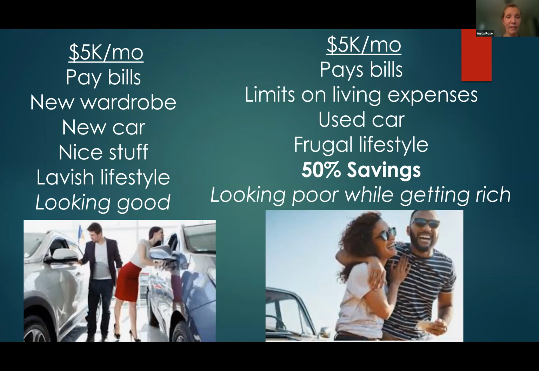It's so simple. We have two scenarios. We have two different couples. They each bring home $5,000 a month, so $2,500 each, let's just say, and they pay their bills. This couple here, they pay their bills. They buy a new wardrobe every season. She likes Louis Vuitton shoes and Chanel clothes. He buys very expensive designer clothing. They get new cars regularly. So they're buying very expensive cars, either leased or bought.